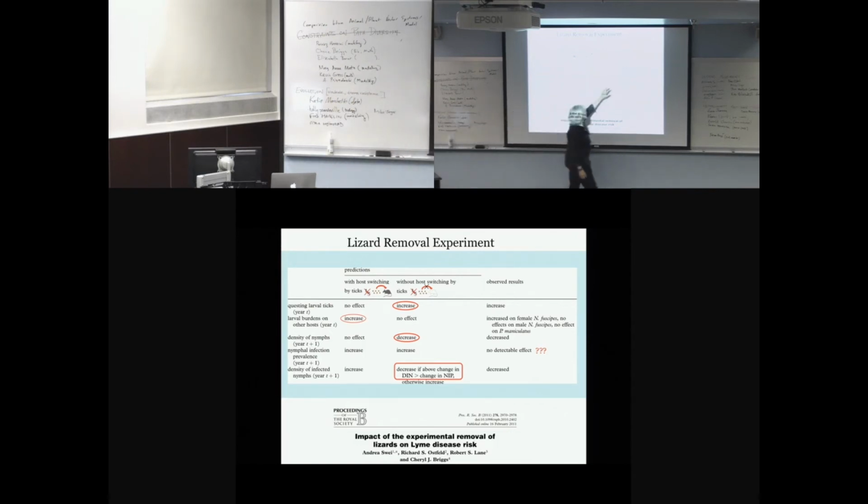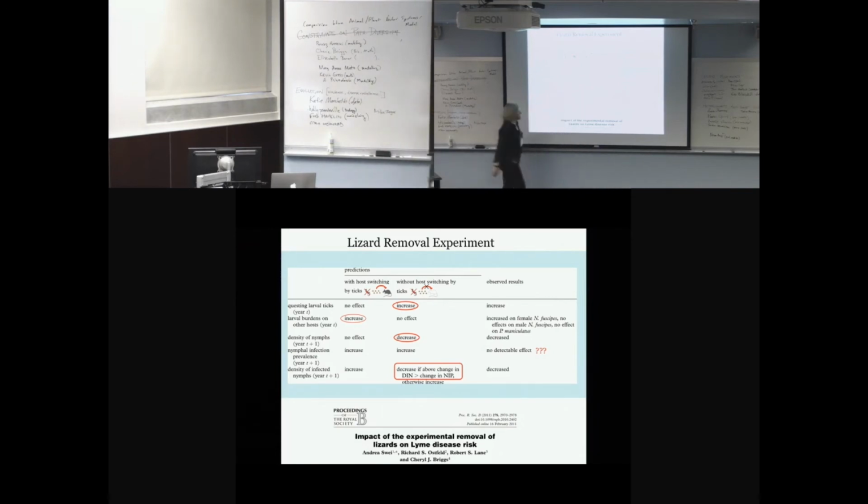But the surprising thing out of the whole thing was that both of the models predicted that we would see an increase in the nymphal infection prevalence. And actually, we weren't able to detect any real effect on the nymphal infection prevalence, which was really kind of a surprise to us, and we were still kind of left wondering how that happened.